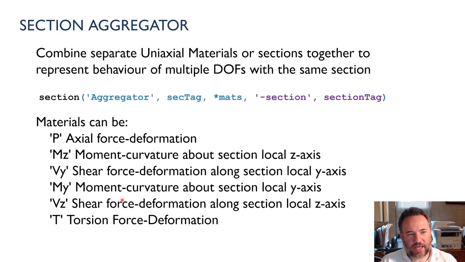Okay, so I can aggregate. I mentioned the section aggregator before, but if I had a fiber section, for example, and I wanted to add a shear behavior, a nonlinear shear behavior that does not, again, these will not interact, but I could add it using the section aggregator. So I could put my fiber section together with a shear force deformation section and make basically an effective section defined by a new section tag that I can then use to put into my concrete beams or beam columns or whatever beam columns I have.